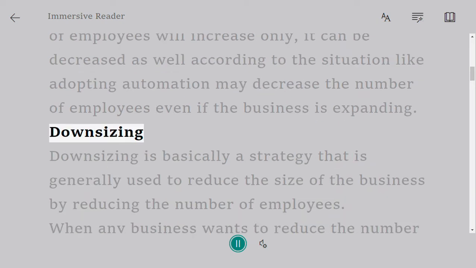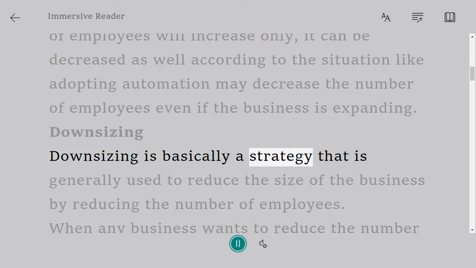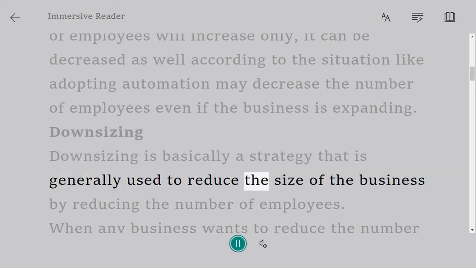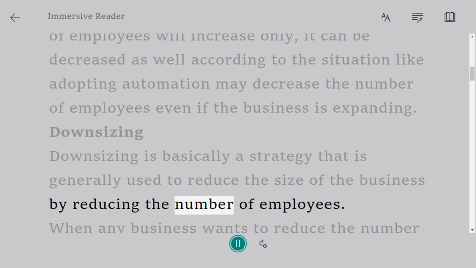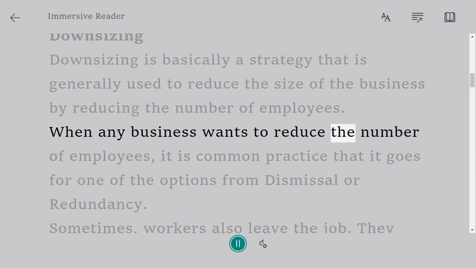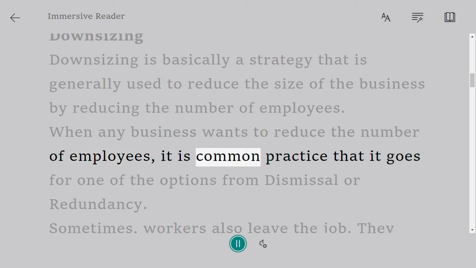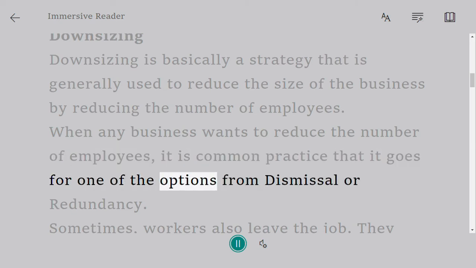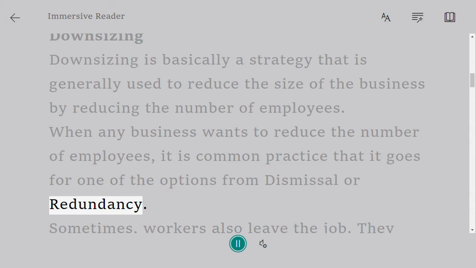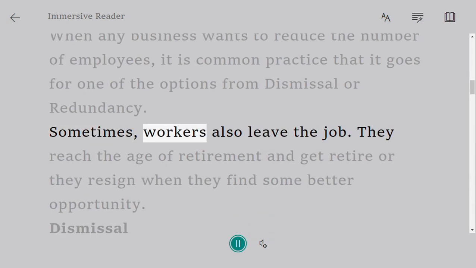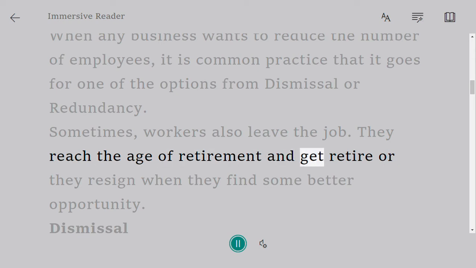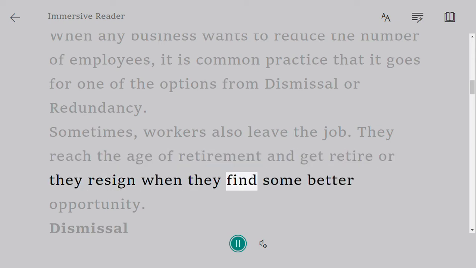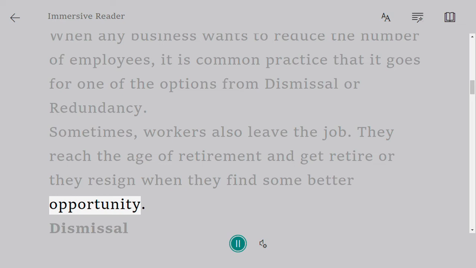Downsizing. Downsizing is basically a strategy that is generally used to reduce the size of the business by reducing the number of employees. When any business wants to reduce the number of employees, it is common practice that it goes for one of the options from dismissal or redundancy. Sometimes, workers also leave the job. They reach the age of retirement and retire, or they resign when they find some better opportunity.